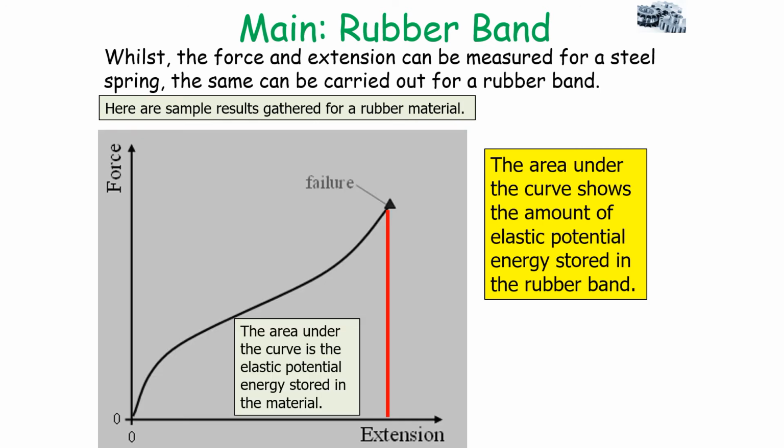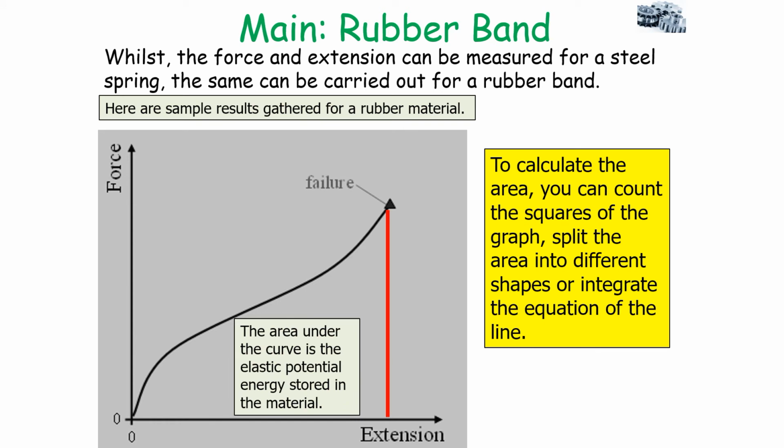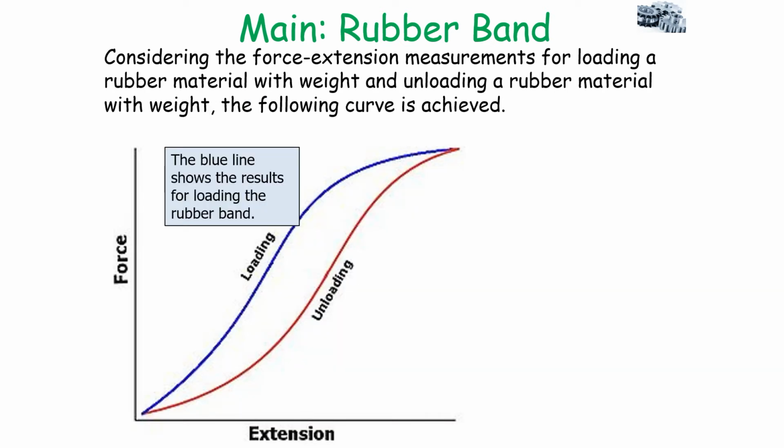But the area under the curve still does show the amount of elastic potential energy stored in the rubber band. So to calculate your area, you can count the squares of your graph, split the areas into different shapes, or integrate the equation of the line. So we can consider the force extension measurements for loading a rubber material with weight, placing weights on the material, and unloading the rubber material with weight, taking those weights off that particular material.